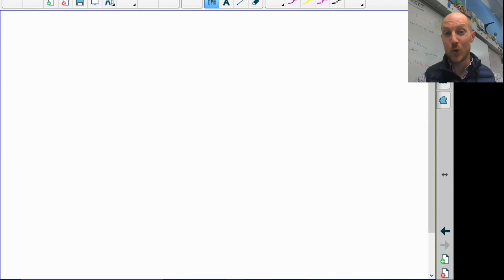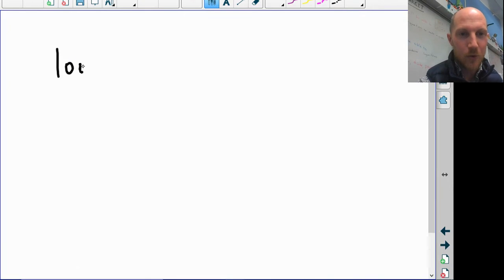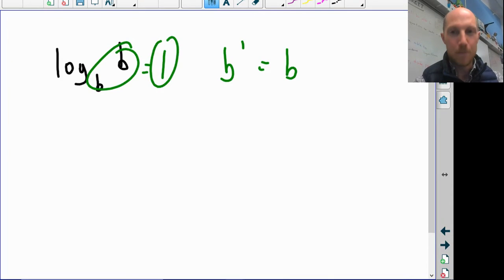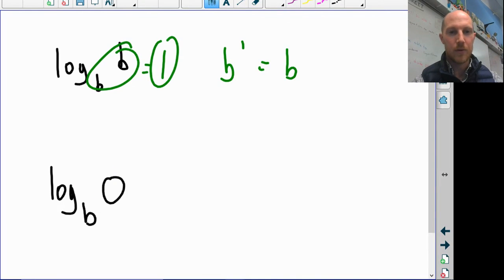One last thing that may show up in the assignment, you want to pay attention. We went over this in passing the other day, something I talked about for like 5 seconds, 3 days ago. We just saw log base b of b. If these are the same, then that equals 1, because b raised to the power of 1 gives you b. But what if it's log base b of 0?